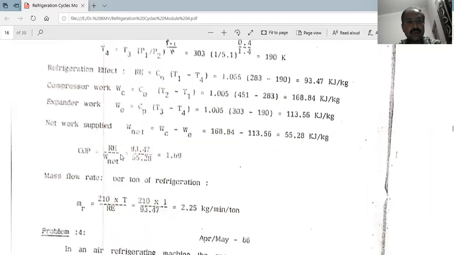Then COP is equal to the refrigeration effect divided by the net work done. The refrigeration effect is 93.47, divided by the net work done, whose value is 55.28. It becomes a COP of 1.69.